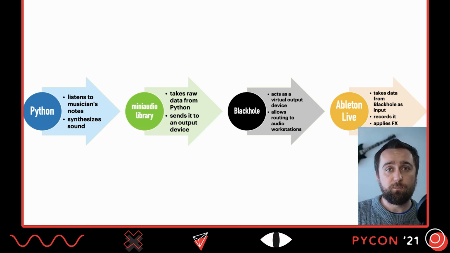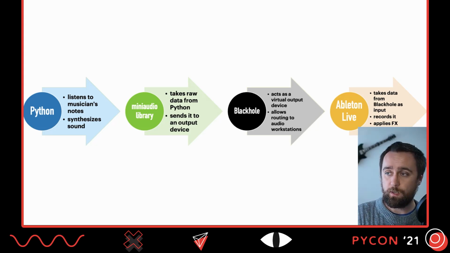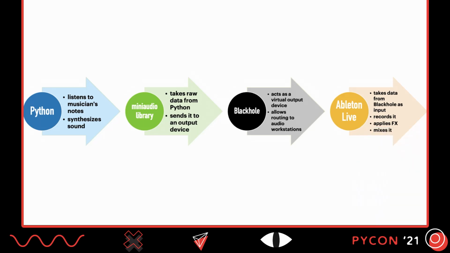But we're going to be using BlackHole, which is a piece of software. It's a virtual audio driver that acts as a virtual output device. This allows us to route signal from our Python code to an actual digital audio workstation, and we're going to be using Ableton Live for this purpose. This allows Ableton Live to take data from BlackHole as input, and we can then record it, apply effects to it, multi-track it, mix it. This actually makes it industry grade.